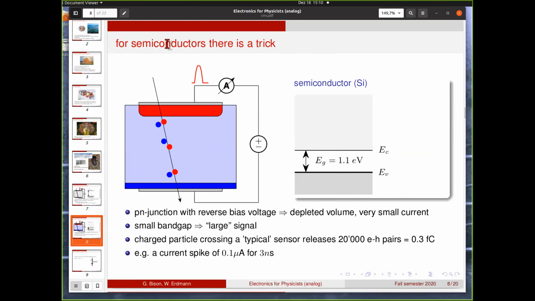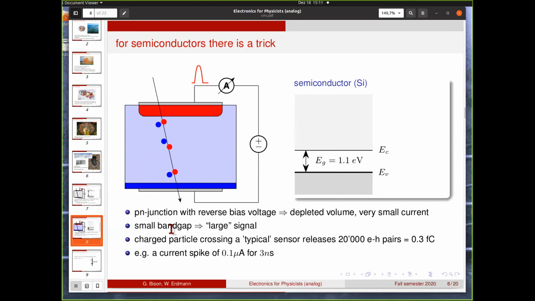Because there's a trick that you can use for semiconductor materials, and that is of course the PN junction, which you know from the diode. So if you take silicon or any other semiconductor material, and you have a p-doped volume at the bottom here and an n-doped volume at the top, and you apply a reverse bias voltage, then you get a depleted volume here that you know from the diode, where there's very small current. So you can apply this voltage and have no current.